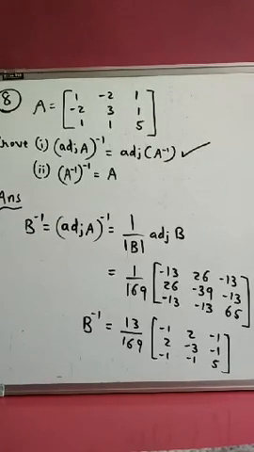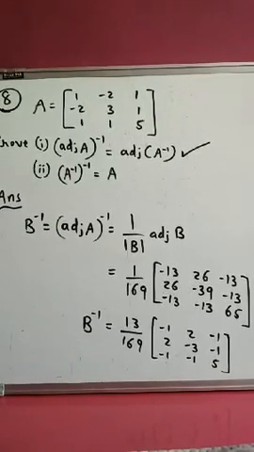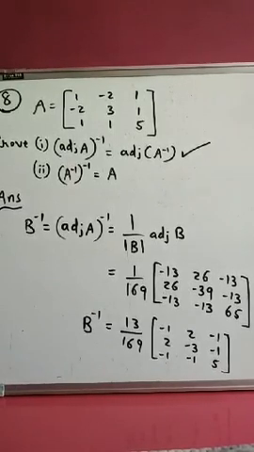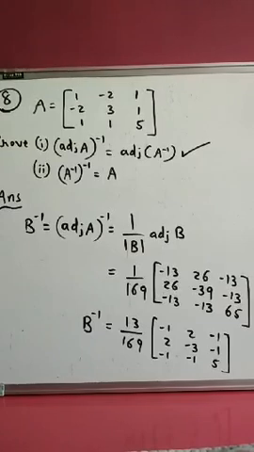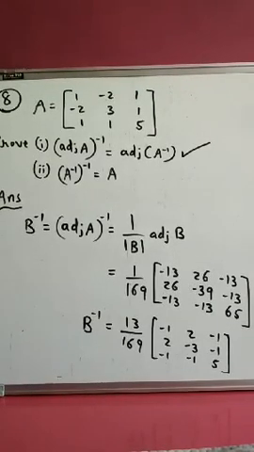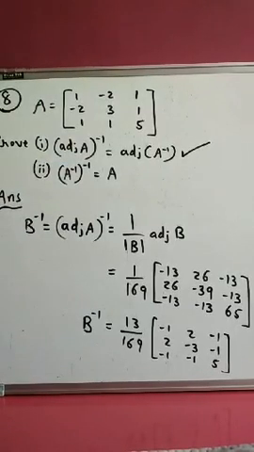Now adjoint of A inverse. What we are supposed to do is find the adjoint of A inverse. How are we going to find it? Try to understand. A we have, so first of all we will find A inverse and then find its adjoint, and both will be equal. You can write this in your notebook.